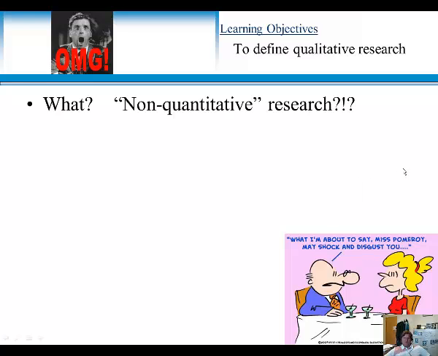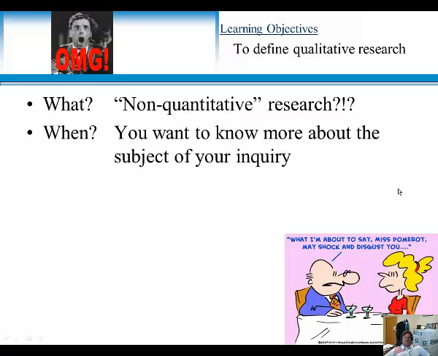So we move in a completely different direction. What? Non-quantitative research? Research without numbers? Data collection where we don't put a number to something so we can do stats on it? That's the reaction of some people to qualitative research. When do we do qualitative research? We do it when we want to know more about the subject of your inquiry. We want to know more than one number, one data collection point. We want to get in there deep and collect really deep information that cannot be expressed by a simple number.